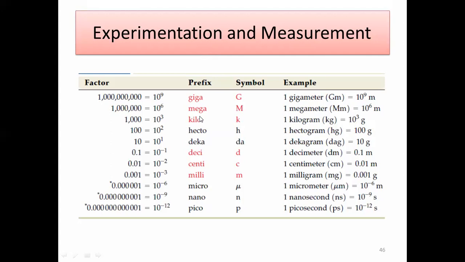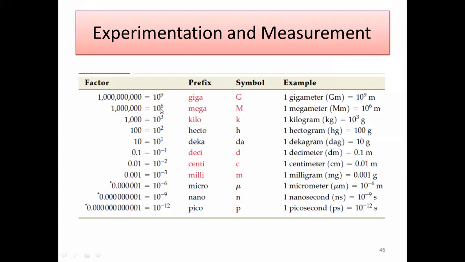Okay, so now if you increase further by 3 zeros, this is exponent 6, or you can simply say this is the exponent 6. This 6 or 3 represents how many zeros there are, and it will become mega, and you can represent it with the capital M, and 1 megameter will be equal to exponent 6 meter. So this is the mega, actually exponent 6.